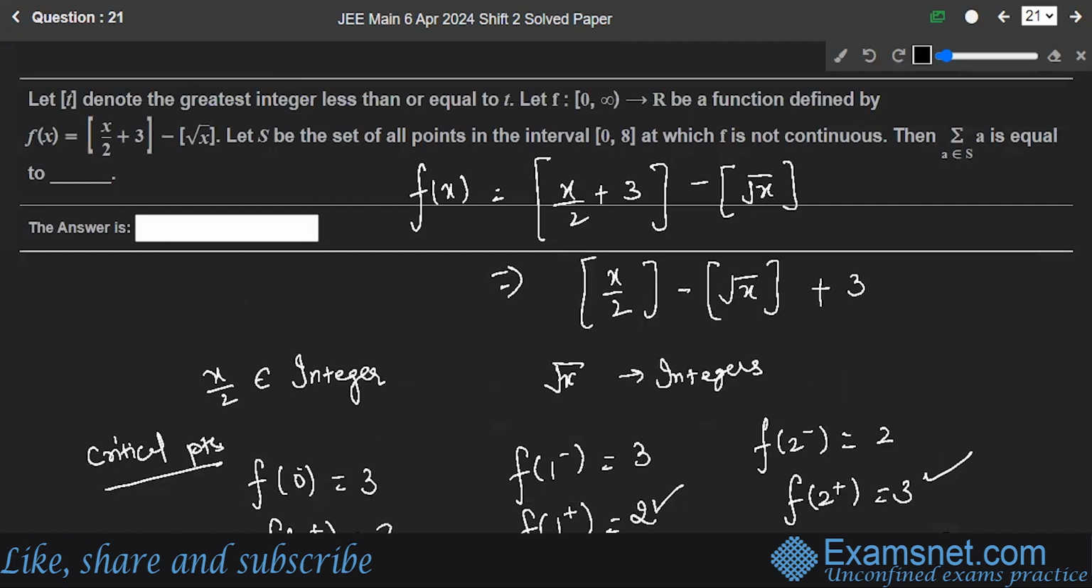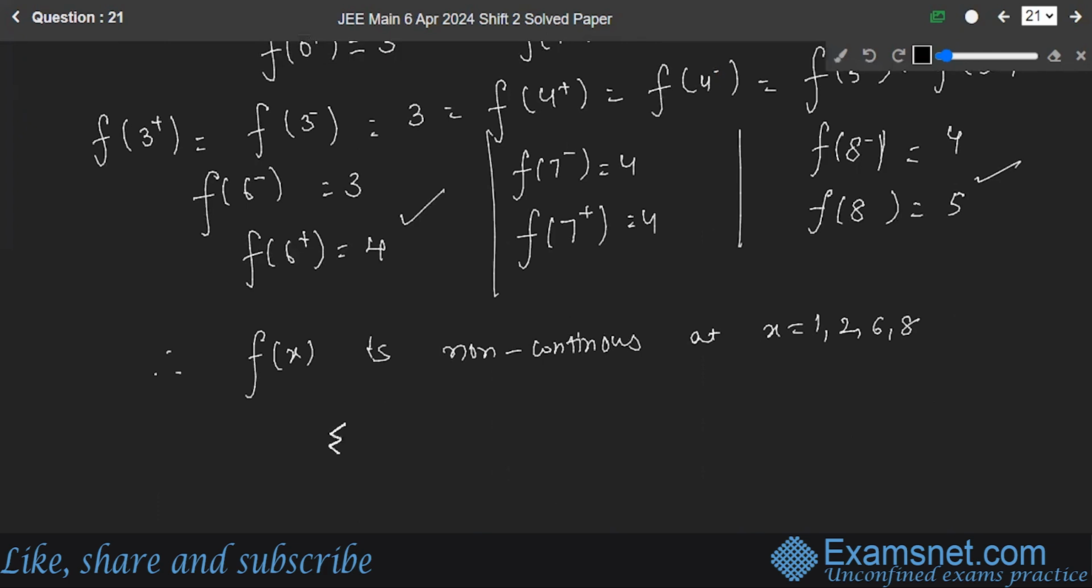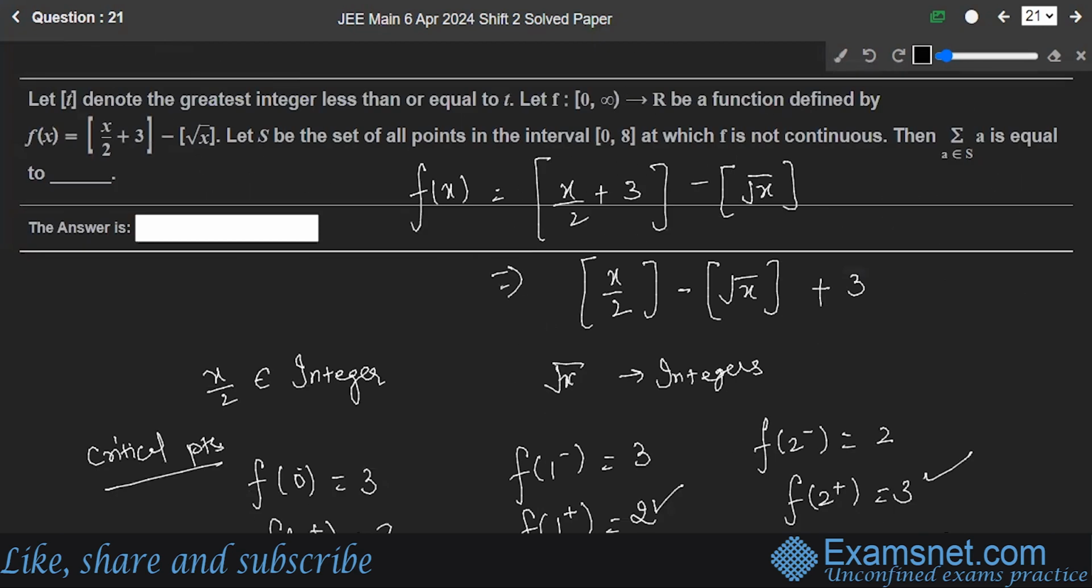Therefore, what do you have to find out? Summation of all the values for a. So this is the summation of a is 1, 2, and 6, and 8. That's 17. This is the answer to the question. No option actually. 17 is the right answer.